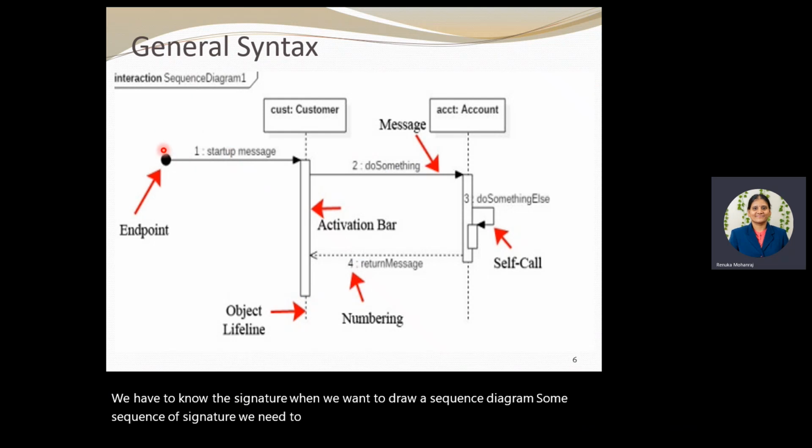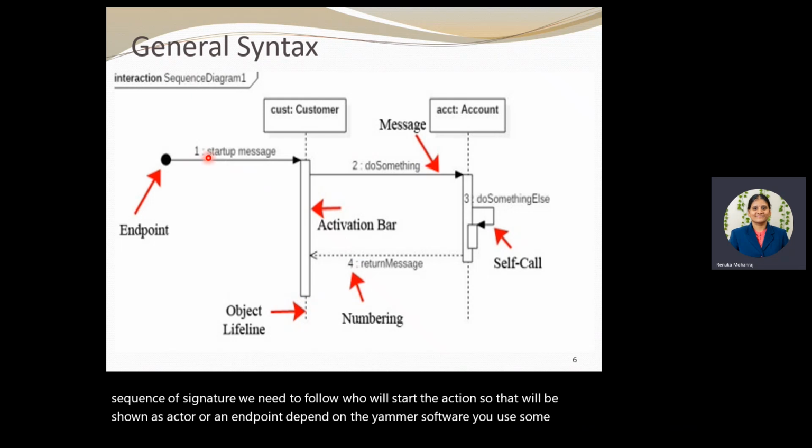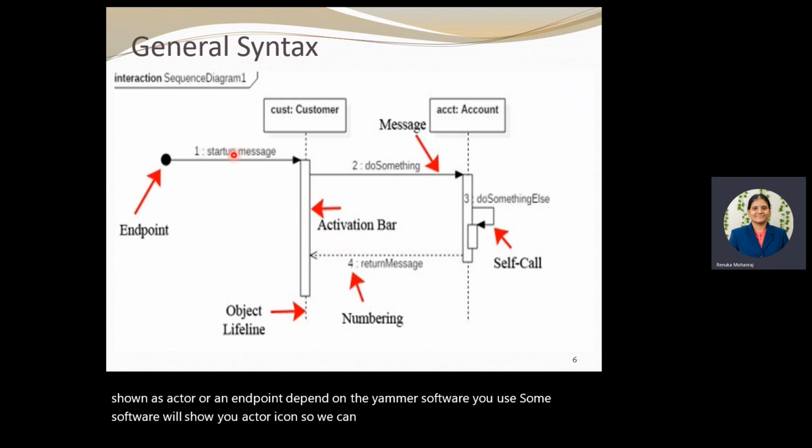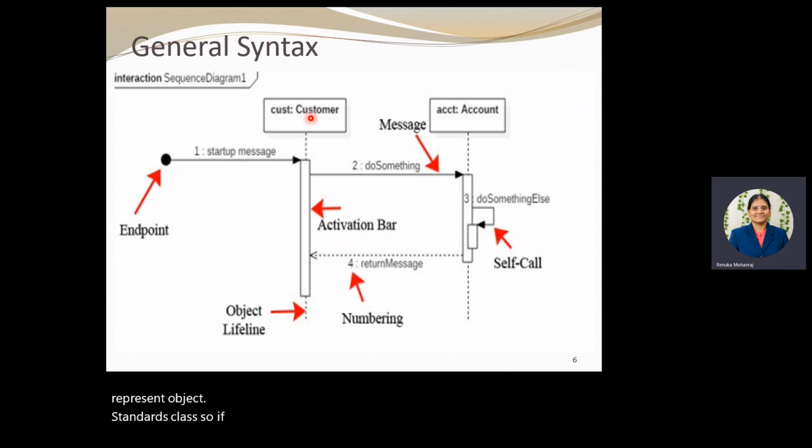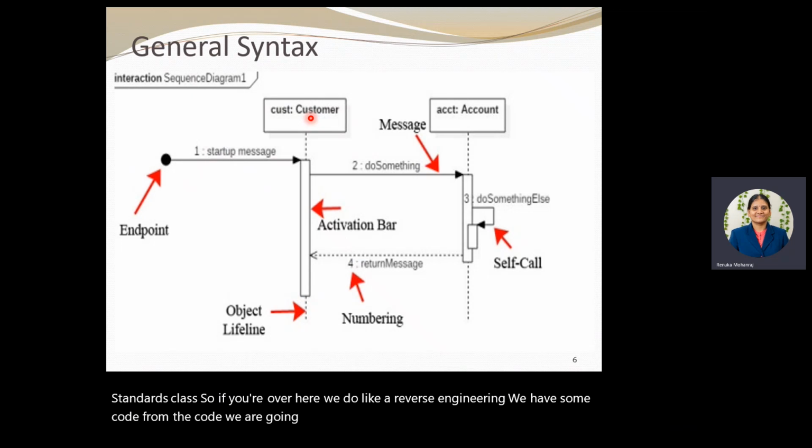Who will start the action? That will be shown as an actor or an endpoint, depending on the UML software you use. Some software will show you an actor icon, so we can show an actor. Some software will not show an actor, so we can use an endpoint for who starts the action. And on the top, we will represent the object and its class. If you're over here, we'll do a kind of reverse engineering. We have some code, and from the code we are going to capture the sequence diagram.